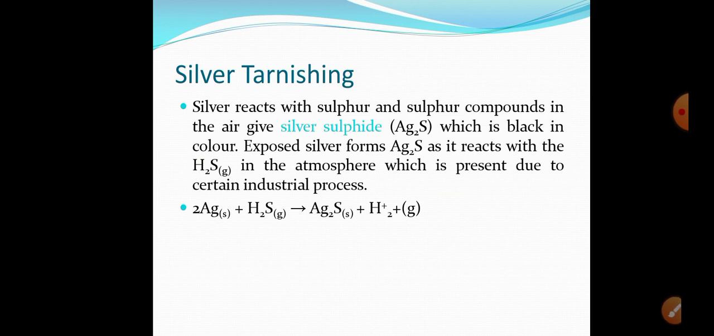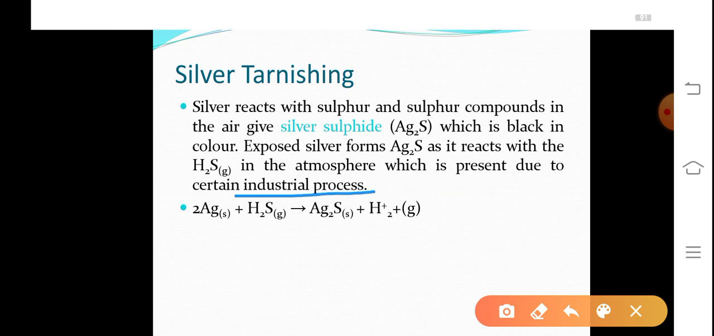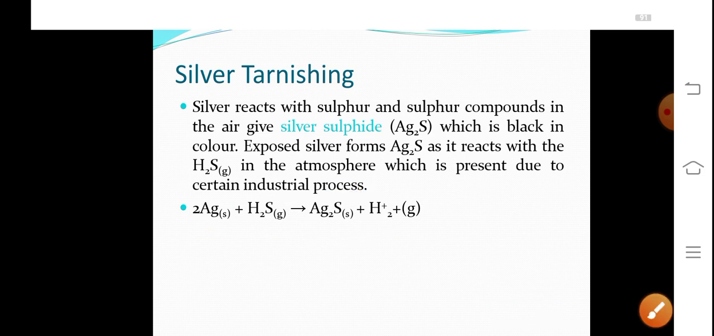How does silver get corroded? Let us look. Silver reacts with the sulfur and sulfur compounds in the atmosphere. These sulfur compounds are produced due to industrial processes. So whenever silver comes in contact with sulfur compounds, it forms silver sulfide. Such processes make silver tarnished.